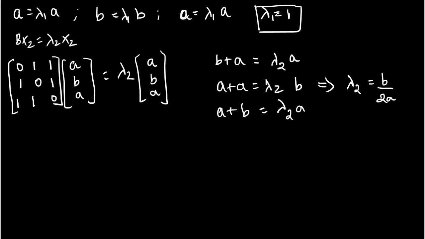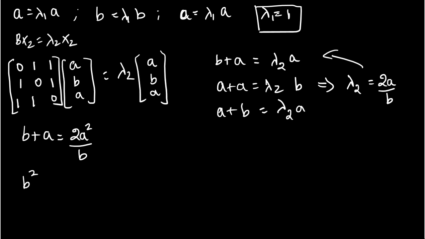Now in this lambda 2, I have something about my B and A, right? So I'm going to use this lambda 2 in one of the equations, first or third, and I'm going to find the relation between A and B. So I'm going to use the first equation, which is B plus A is equal to lambda 2 into A. Sorry, lambda 2 will be 2A by B. So I'm going to use this over here. So I get 2A square by B in equation 1, which will give me B square plus AB.